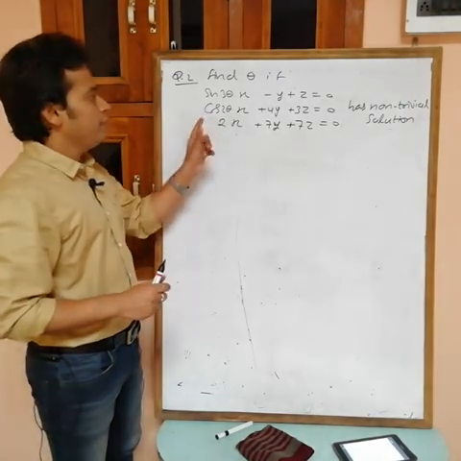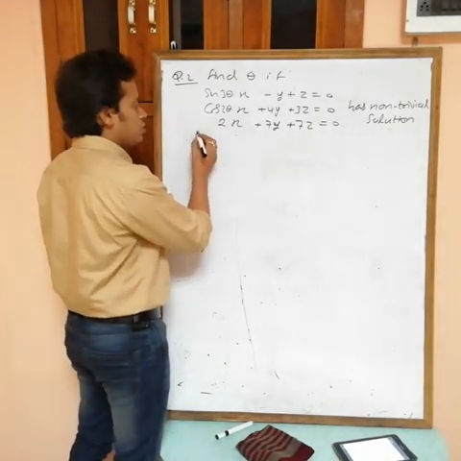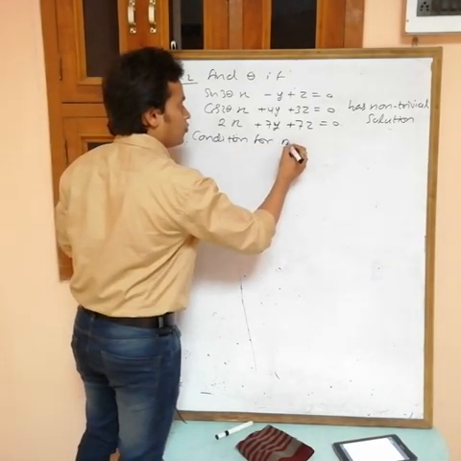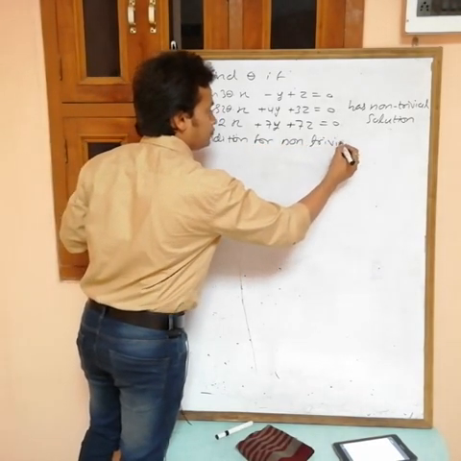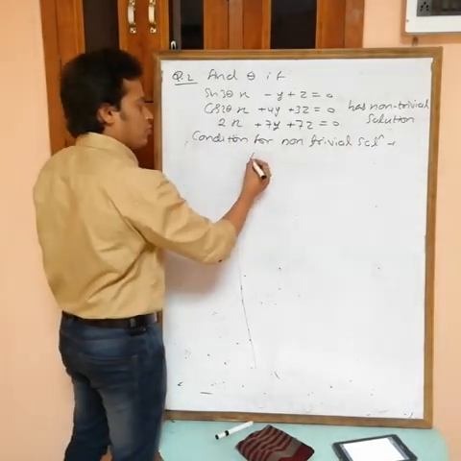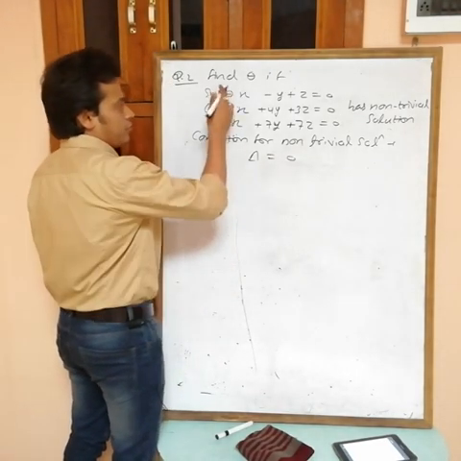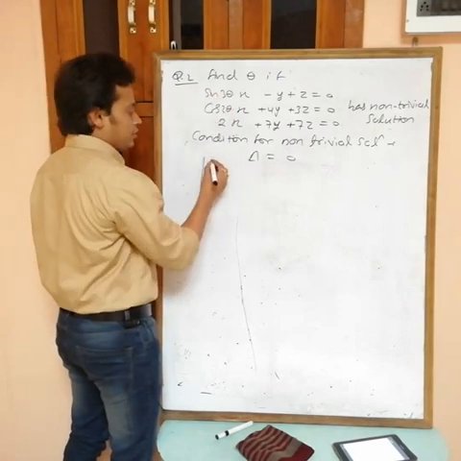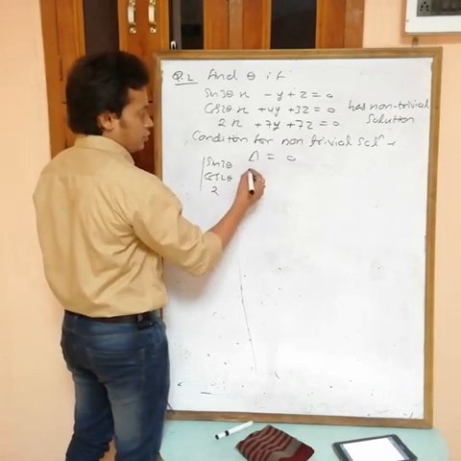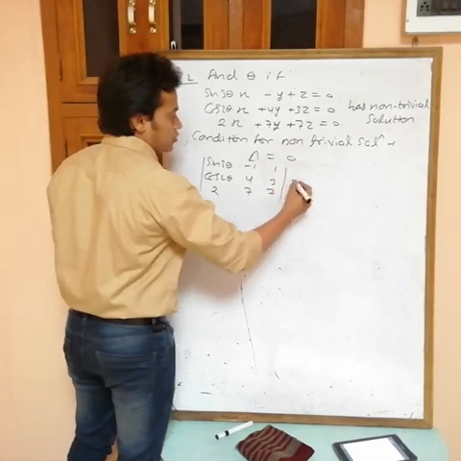Okay, so here we want value of theta so that this has non-trivial solution. Condition for non-trivial solution, this condition for homogeneous system of equation, del equals to 0. Now put value of del. Del is a determinant formed by the coefficient. So sine 3 theta, cos 2 theta, 2; minus 1, 4, 7; 1, 3, 7 equals to 0.